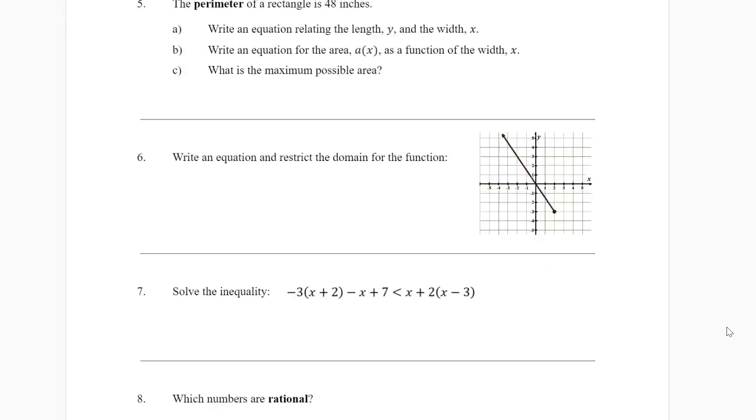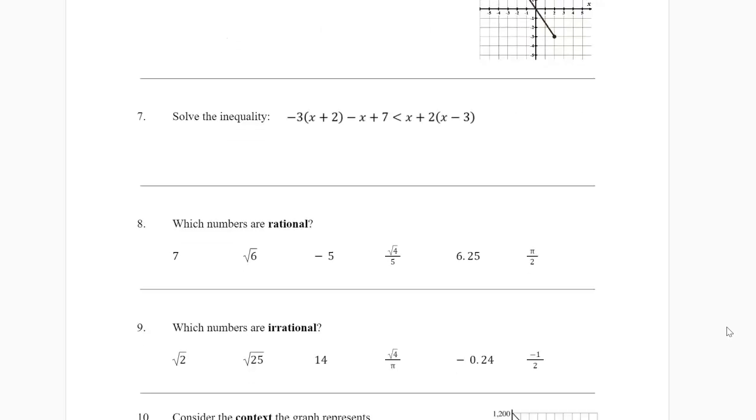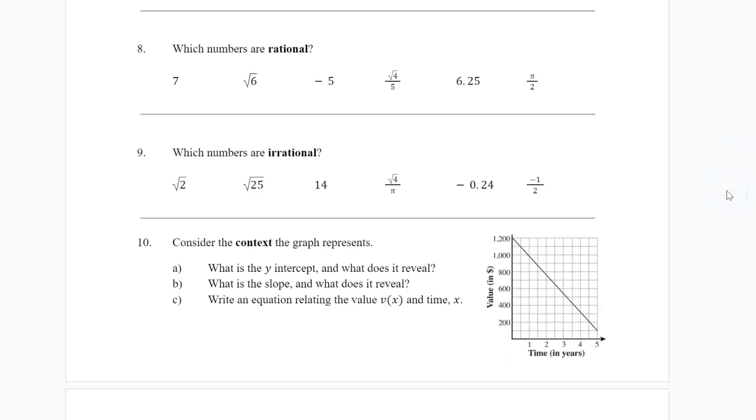On number 6, they're to write an equation and restrict the domain, so you could give them maybe 2 points for that, 1 for the equation, 1 for the domain. For number 7, they'll solve the inequality. It's up to you whether you want them to show their work. You might give them a point for showing the steps and then 1 for the actual answer. On number 8, they're looking for numbers that are rational. They could just list those out. Same on number 9, list out the irrational numbers.